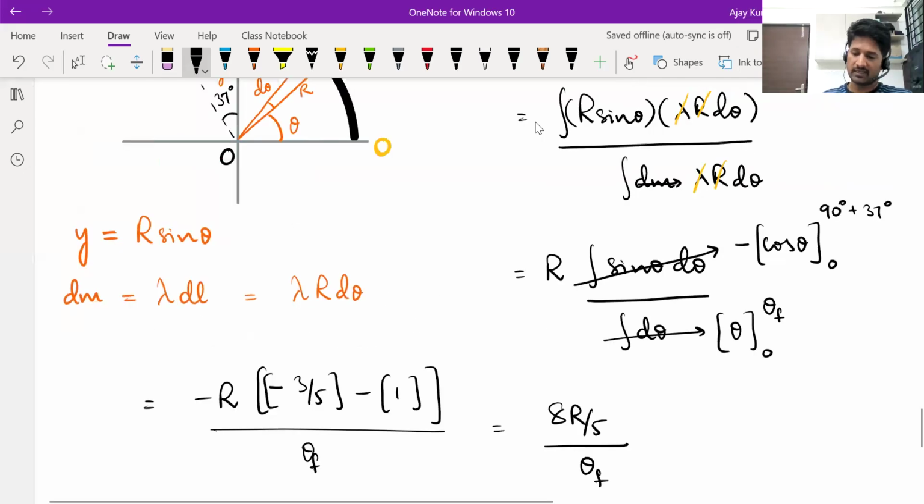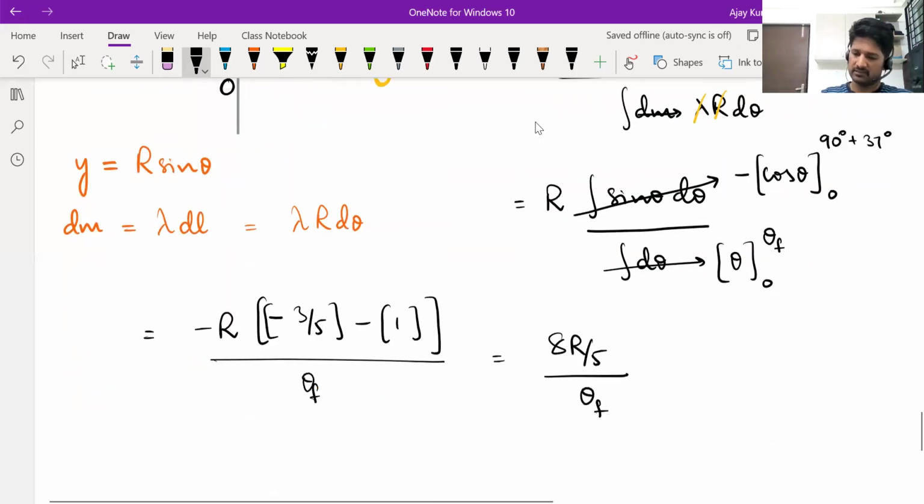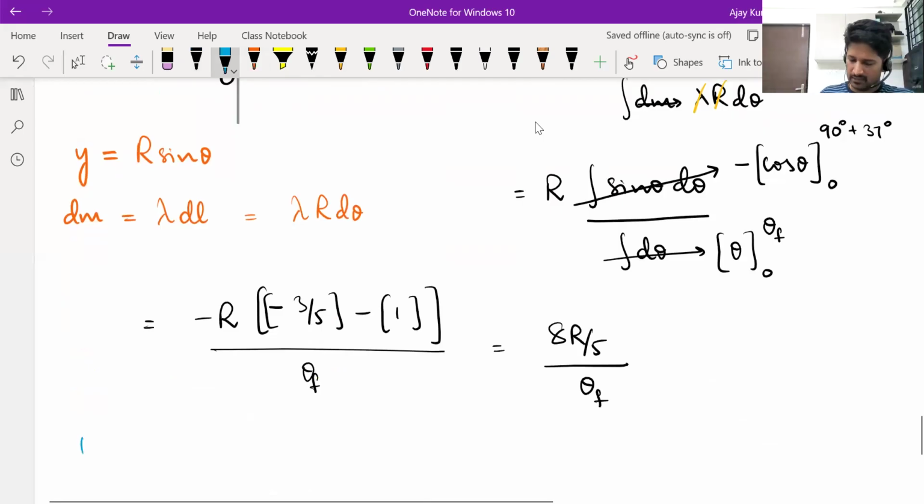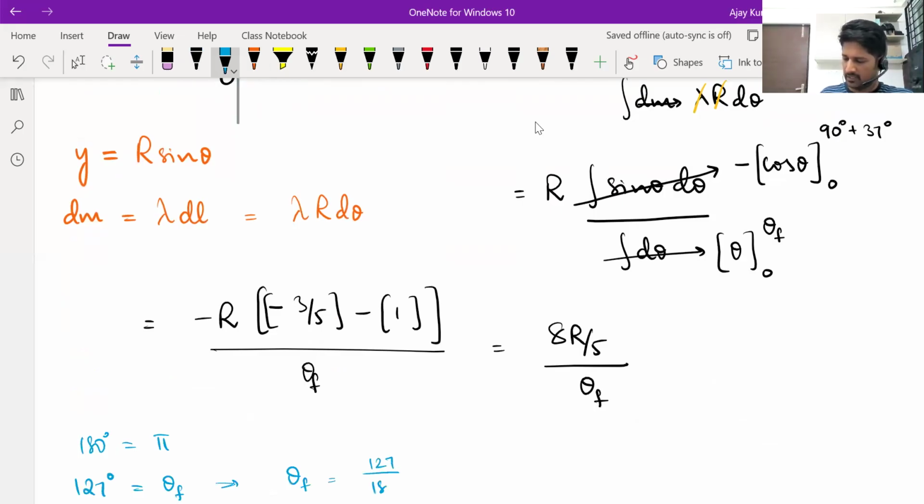Now, what is the actual angle? 90 plus 37, 127 degrees. We know 180 degrees is pi radians. So 127 degrees is how many radians is what we need to find out. Divide them, you'll get, so theta final becomes 127 by 180 into pi. That you will have to put here. So answer is quite complicated, but this is how it is done.